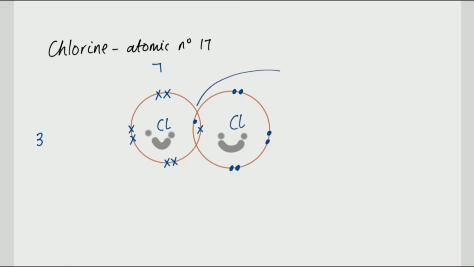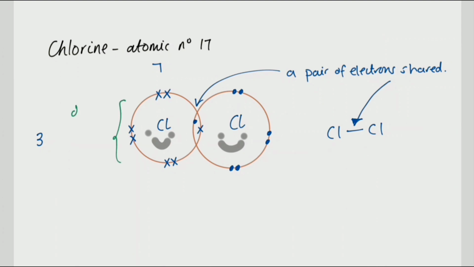Now we have a pair of shared electrons here, and this is known as a single bond, a single covalent bond. And we can also draw the displayed formula. So remember, a single line between two atoms represents a pair of electrons that are shared. But if you notice here, this is the dot and cross diagram, and the second diagram I've drawn is the displayed formula.